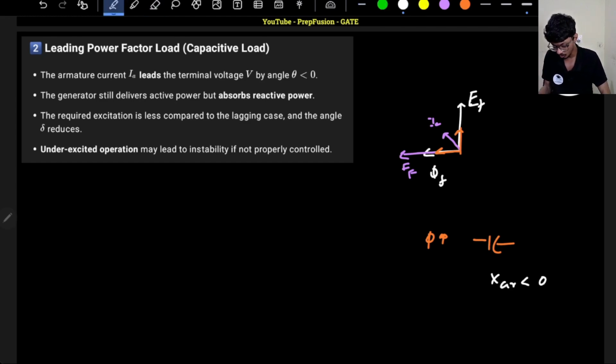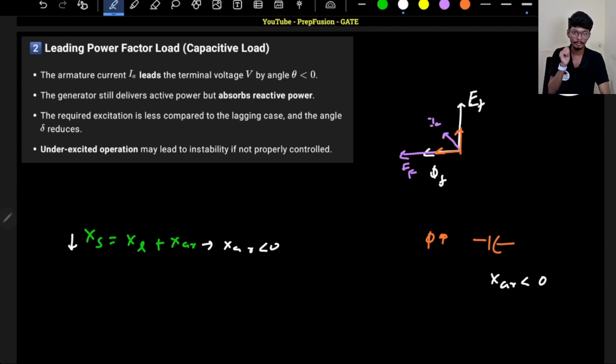Now one thing you have to keep in mind: initially we assumed synchronous reactance to be positive only. So it will be a combination of the leakage reactance and the armature reactance. Let me write plus only here, but remember your armature reactance is negative. So your synchronous reactance is reducing. You might have a doubt: XL will always be positive because it is the leakage reactance of the winding, but XAR is negative. So what will happen, sir?